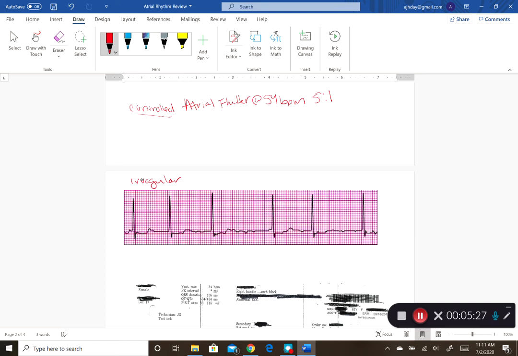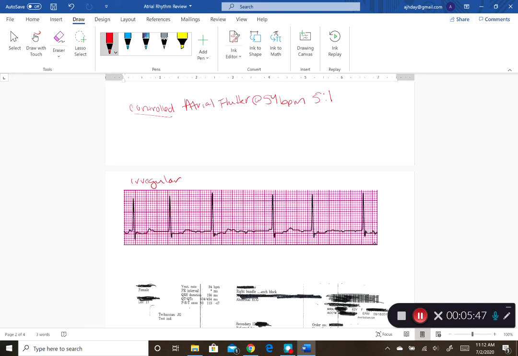Next, I need to figure out my rate, so I'm going to see how long the strip is. 1, 2, 3, 4, 5, 6, 7, 8, 9, 10, 11, 12, 13, 14, 15, 16, 17, 18, 19, 20, 21, 22, 23. So not quite a 6-second strip, so I'll have to figure out my rate here. And because it's irregular, I should really do a rate that gives me a range.